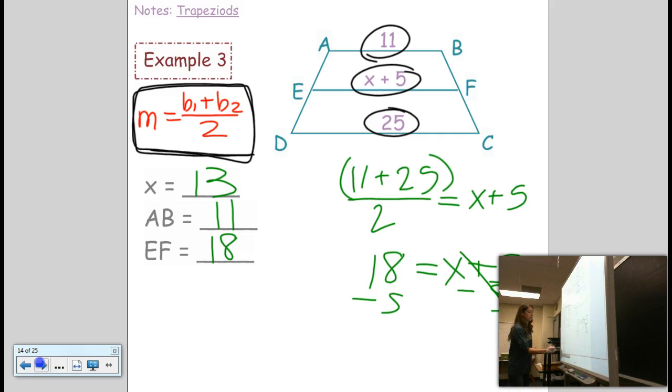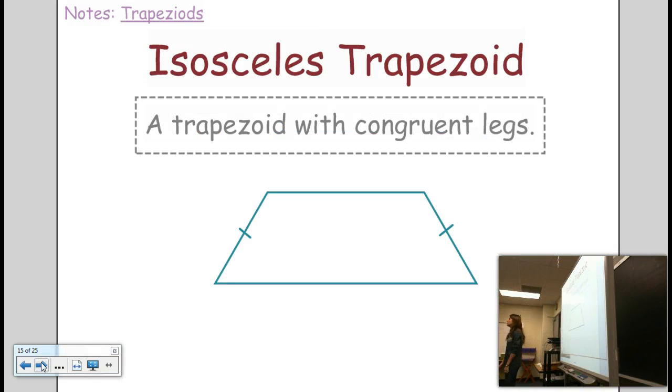Okay, let's keep moving. Next word: isosceles trapezoid. I bet you know exactly what an isosceles trapezoid is. It's a trapezoid with congruent legs. So the trapezoid now has 2 legs and they're the same length. So they have tick marks on them. Let me show you. Here's property 1.